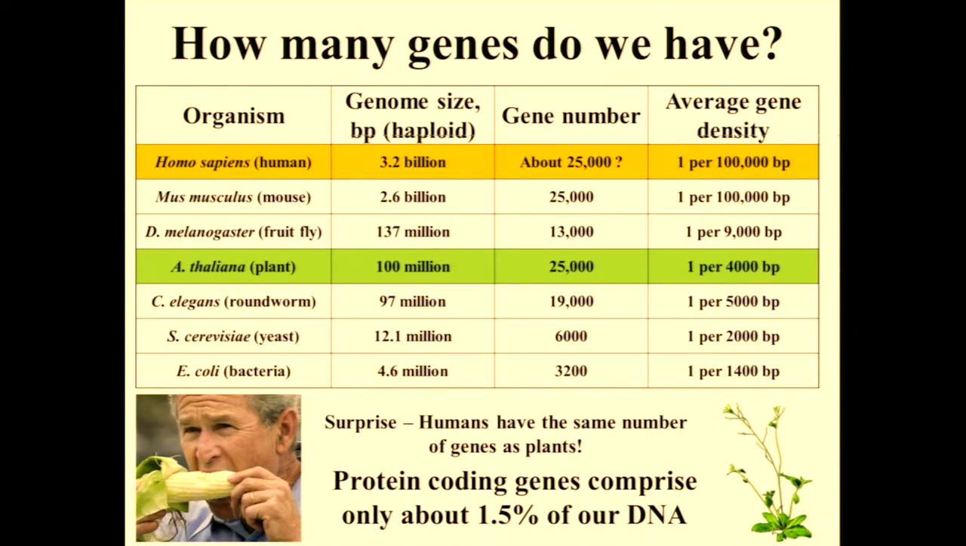A couple of years prior to that, Arabidopsis thaliana, which is this little mustard weed in the corner over there, had been sequenced.